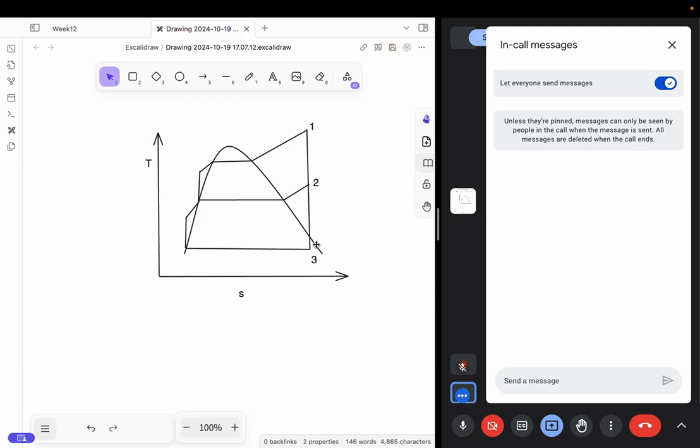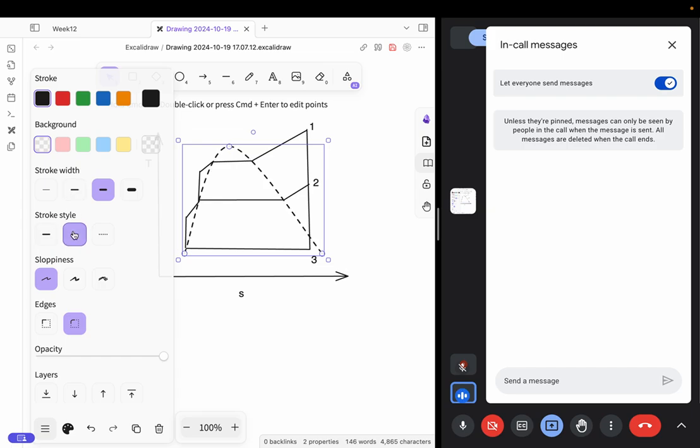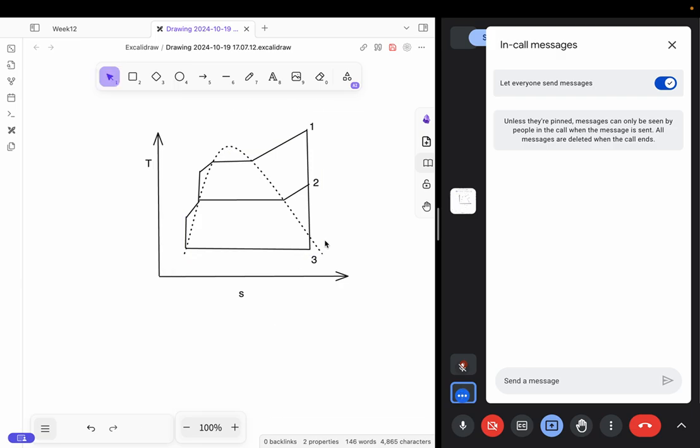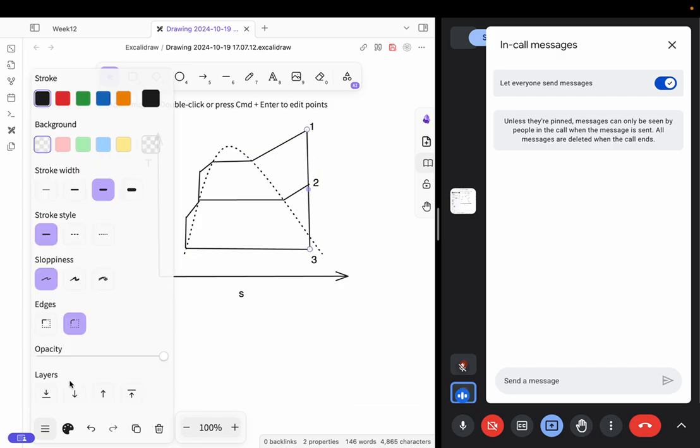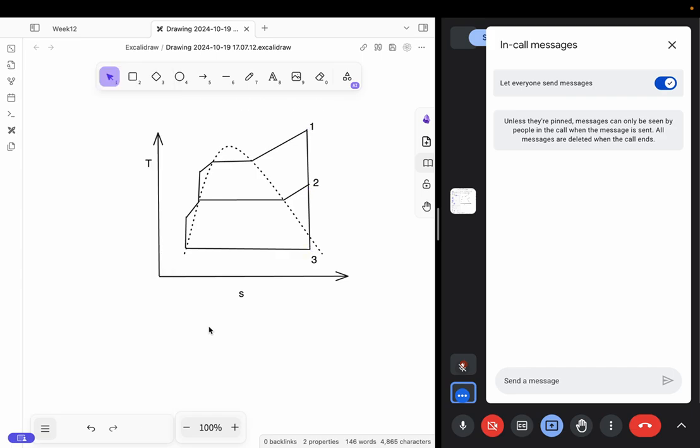I should use a different line for the processes in this. So maybe let's put this line in a different color. Let's represent the dome with the dotted line. And these are the original processes. Or maybe let me put some directions so it will be easy for you. Okay, fine. I think you can understand from 1 to 2, 2 and 3.